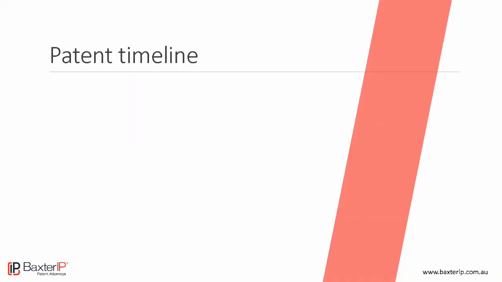Hi, today we're going to talk about the patent timeline and the patent process and how to extend patent protection overseas. So when a client typically comes to us and they want to get patent protection, we normally recommend the filing of an Australian provisional patent application.